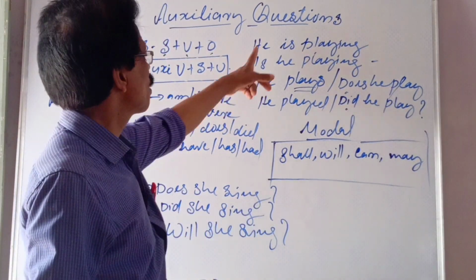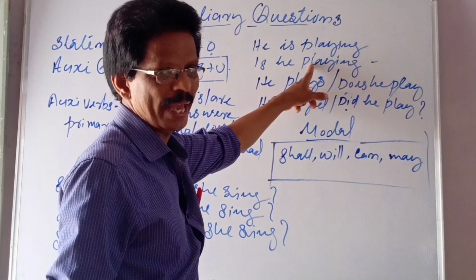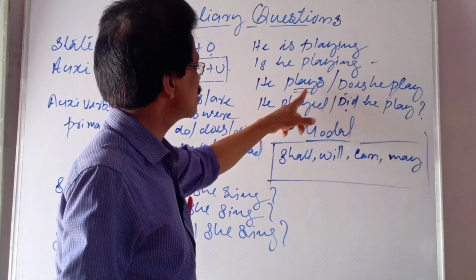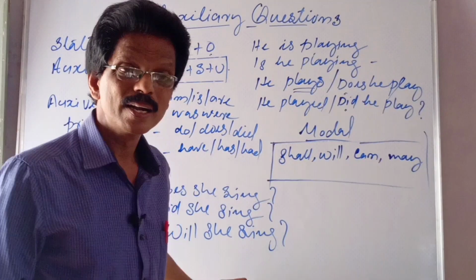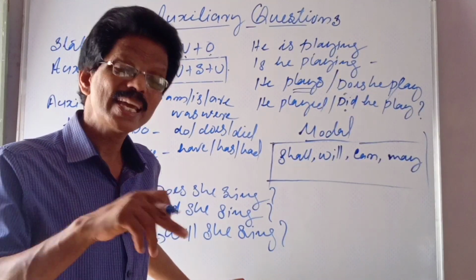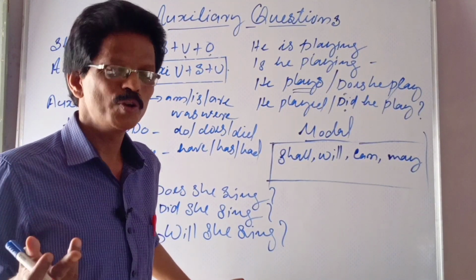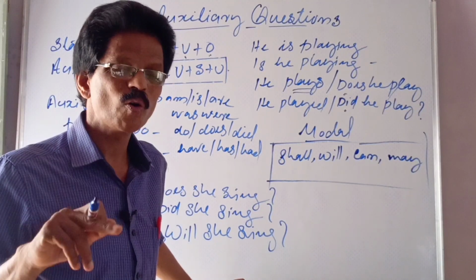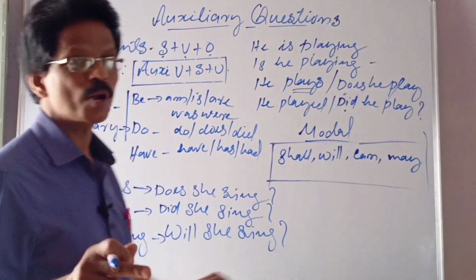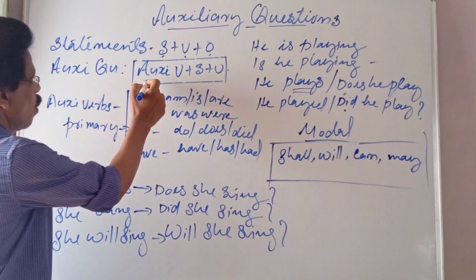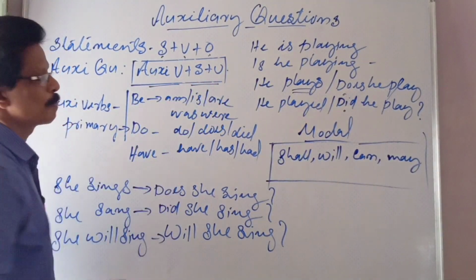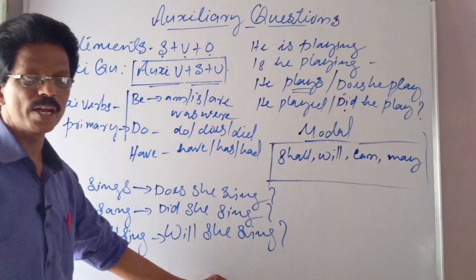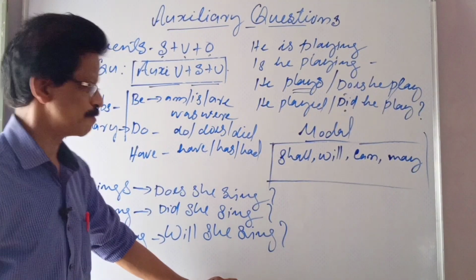So, he is playing. Is he playing? Is it not so? He plays. Does he play? He played. Did he play? He went. Did he go? He ate. Did he eat? Is it not so? So use do, does or did. So remember the structure: auxiliary verb plus subject plus verb is the structure of an auxiliary question.